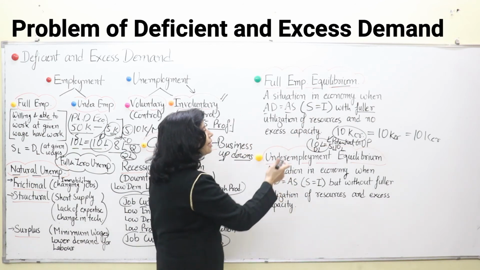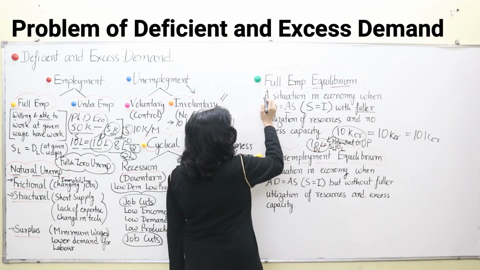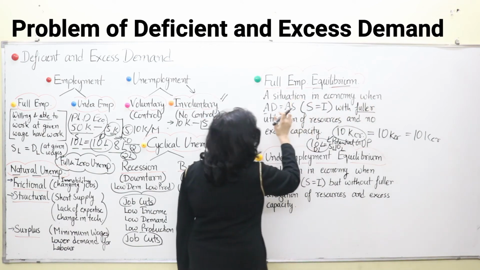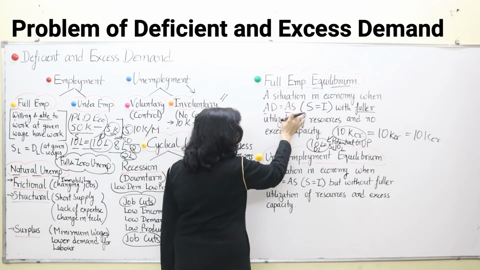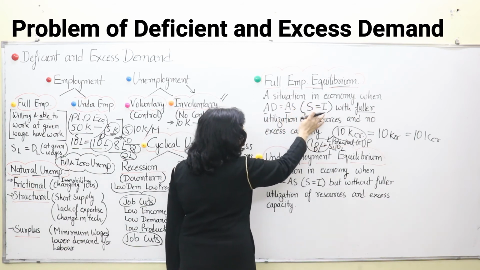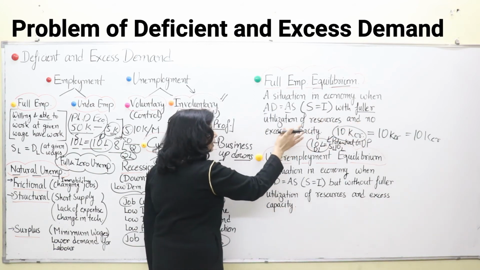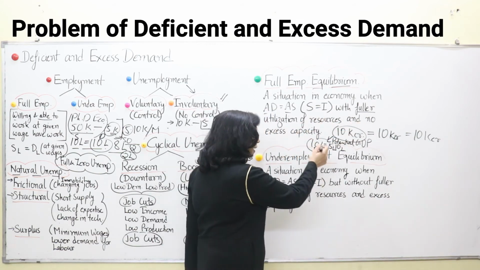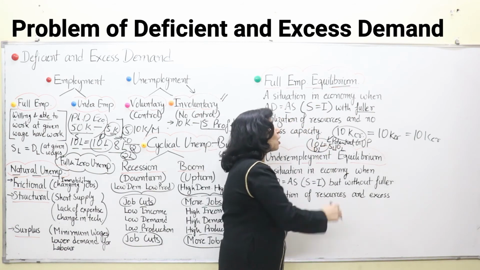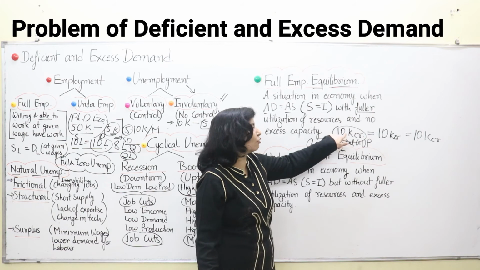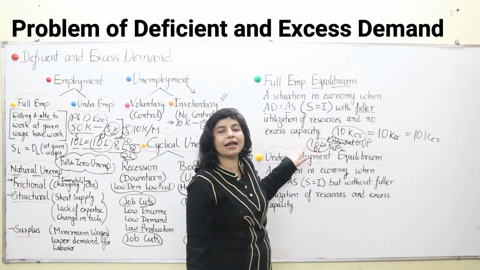We have already discussed the definition: a situation in an economy when aggregate demand is equal to aggregate supply and saving is equal to investment, with fuller utilization of resources and no excess capacity. Here the economy is producing goods and services of 10,000 crore rupees and 10 lakh people are employed.